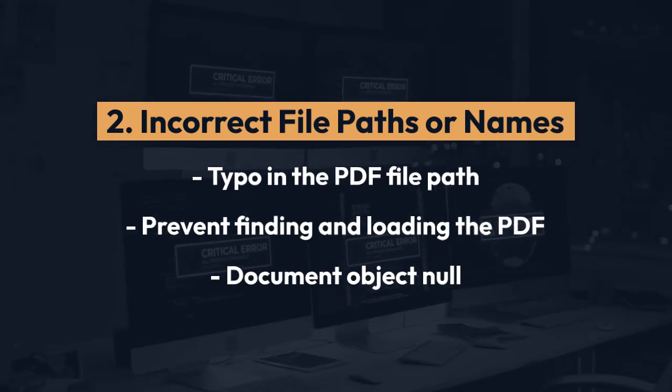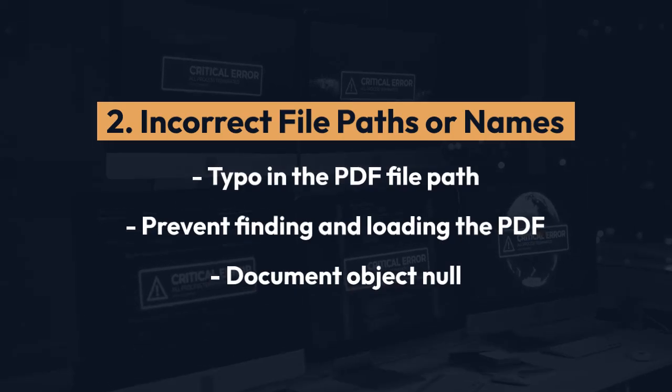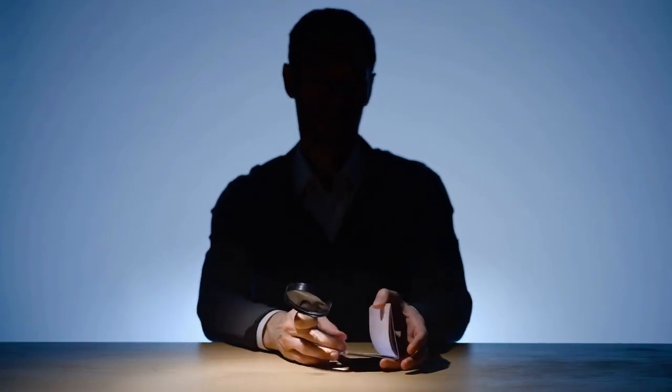2. Incorrect file paths or names. A simple typo in the PDF file path can prevent the program from finding and loading the PDF, leaving the document object as null. Carefully double-check the path and file name for accuracy.